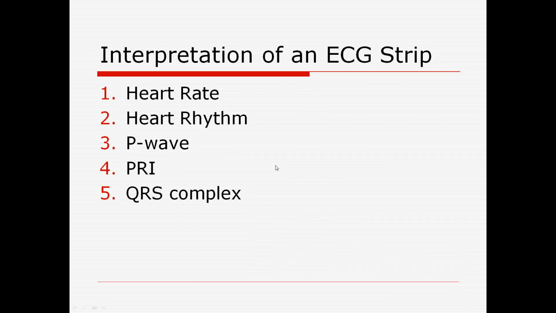So interpretation of an EKG strip. We want to look at the heart rate. How fast is it beating? Want to know if the rhythm is regular or irregular. Do we have a P wave?